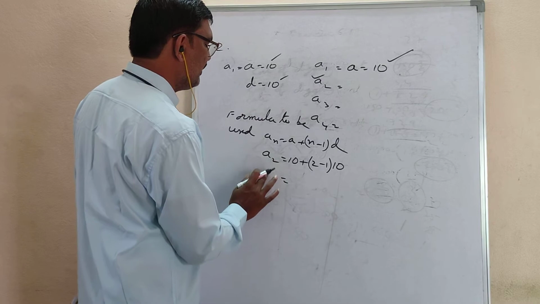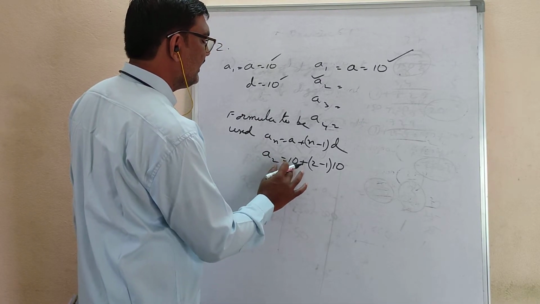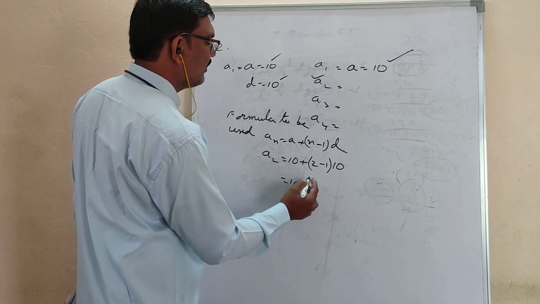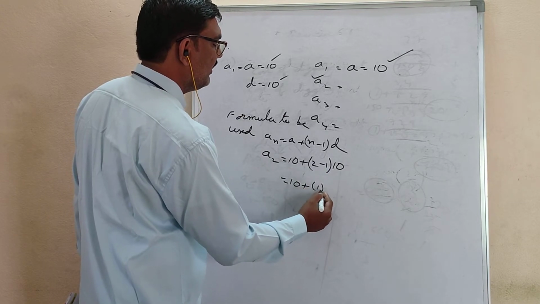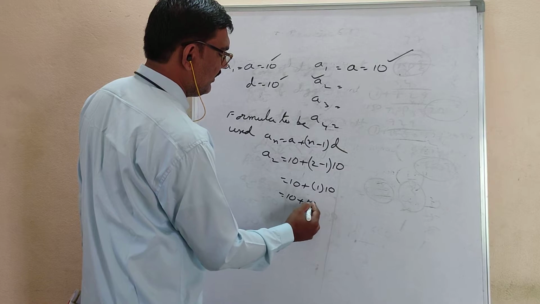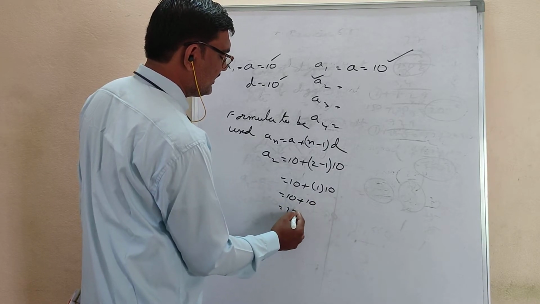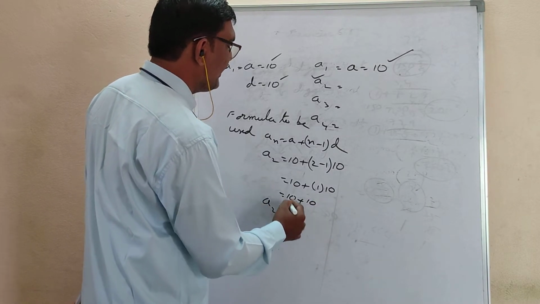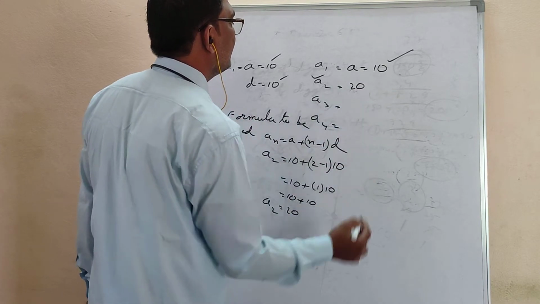Now keep this A2 like that only. This 10, okay, plus, okay, 2 minus 1 is 1 into 10. So 10 plus 1 tens are 10 only. 10 plus 10 is 20. So what did you get for A2? A2 you got as 20.